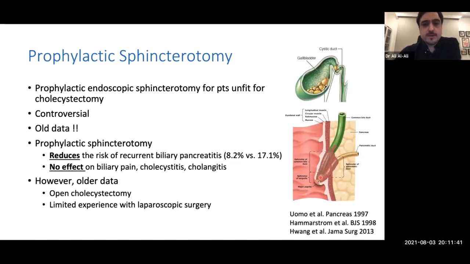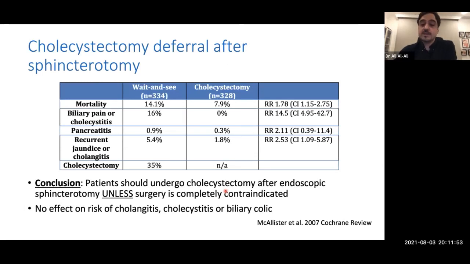And the other important point to keep in mind is that many of the data come from the era of open cholecystectomy, when there was limited experience with laparoscopic surgery. So just keep this in mind. In fact, the most recent Cochrane review, published in 2007, looked at patients who already underwent sphincterotomy and either underwent cholecystectomy or were in the wait and see approach. This Cochrane review confirmed that if you perform sphincterotomy, removal of the gallbladder will not be necessary if you're trying to prevent pancreatitis.